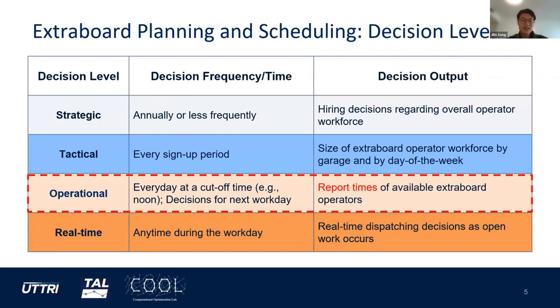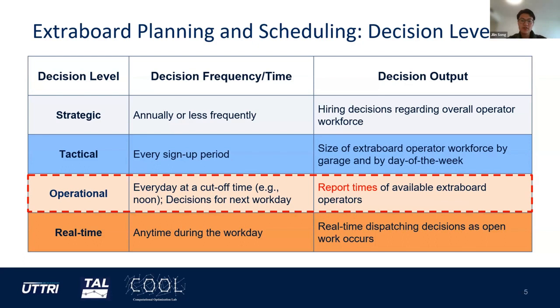Here are the four decision levels in Extraboard planning and scheduling. First, strategic is the highest level, and it's about the overall hiring decisions for the workforce. Tactical decision is about sizing the Extraboard by garage and by day. And it is decided every sign-up period. This sign-up period can vary in length by agencies. It can be like 1 month, 2 months, or 3 months.